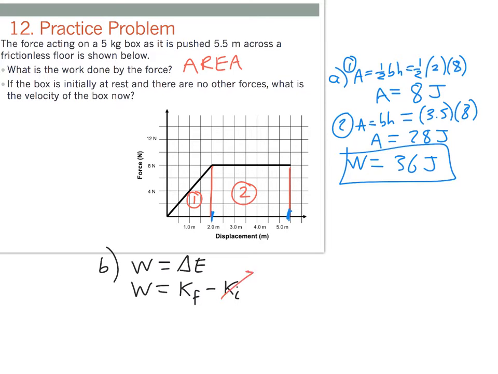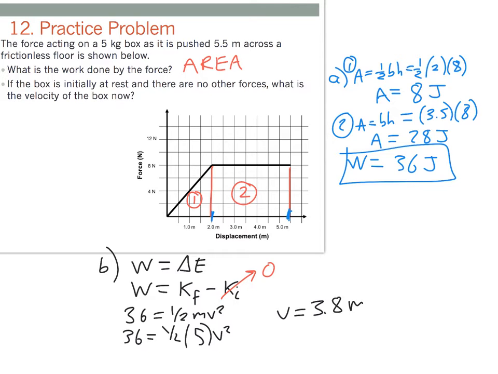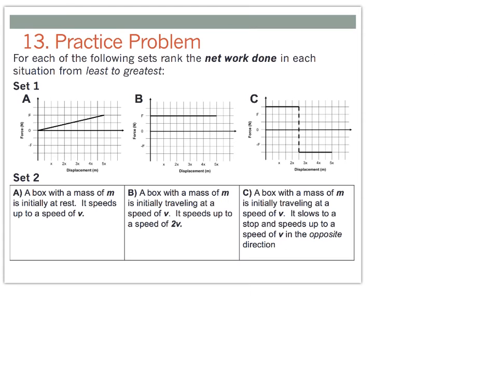Since we're initially at rest, that initial kinetic energy is 0, which means that our work done here, 36 joules, just equals 1/2 mv squared. Okay, so we can say 36 equals 1/2 times our mass, 5, times v squared, and we solve for our velocity, and it ends up being 3.8 meters per second. Okay, so we can use that work done, because we know that work becomes kinetic energy, to solve for the velocity. We now have a conceptual problem with the same basic idea.